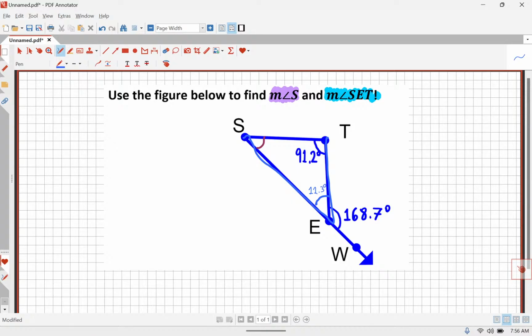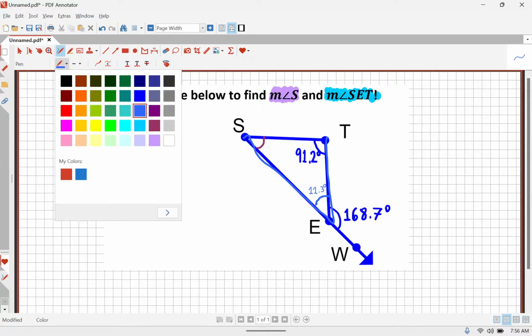Beautiful. But how are we going to use that to find angle S? Let me see if I can get a little bit of help out there. And that one's going to come from Bethany. How could we find the measure of angle S using that information?